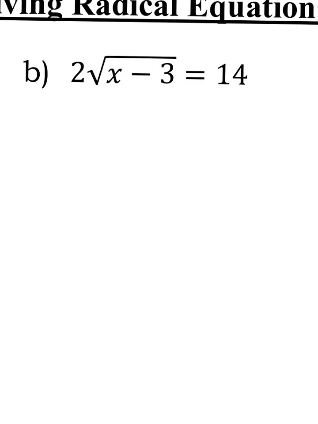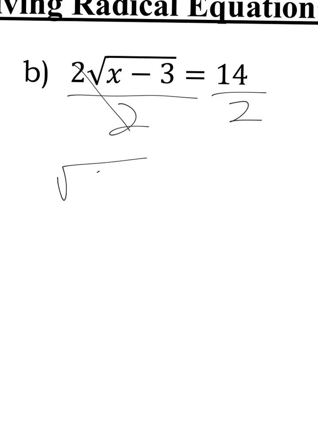Letter B, if there's stuff on the outside, get rid of that first, okay? Don't add 3, that's on the inside of the radical. You'd have to get rid of the radical before you could add 3. So that's why the first step is divide by 2. That leaves behind the square root of x minus 3 equals 7.